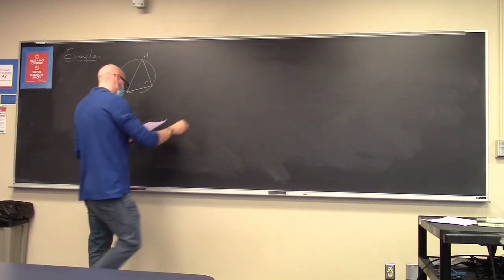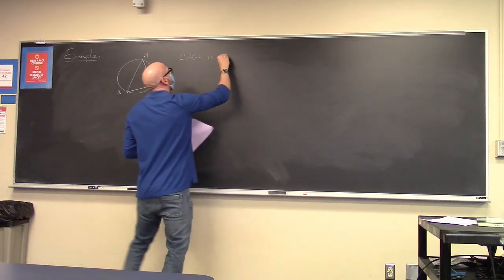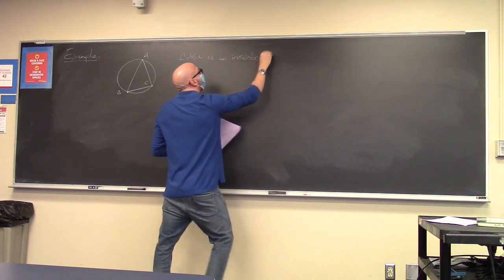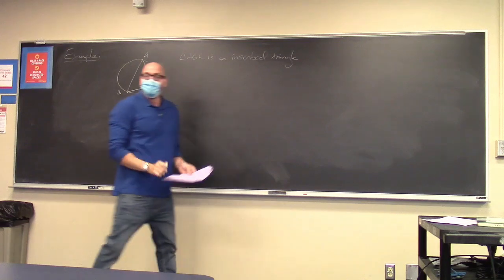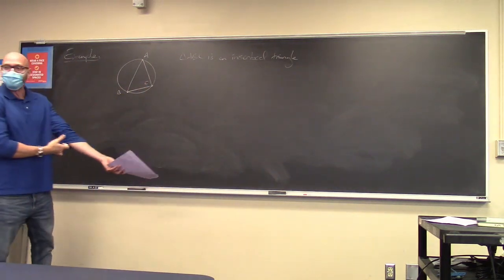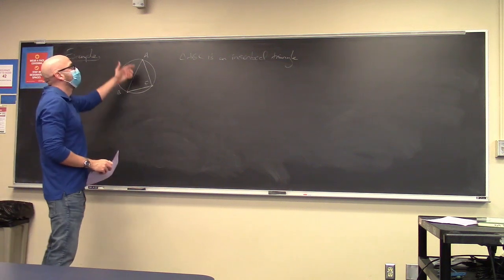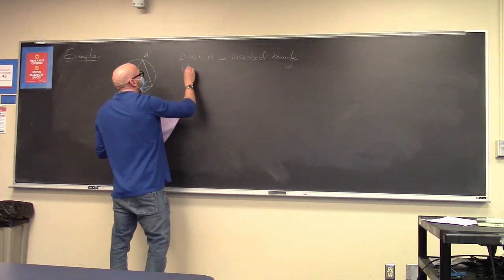Okay, so we've got triangle ABC. ABC is an inscribed triangle. Bit redundant there. Every triangle is inscribed, of course, right? Every triangle has a circumcircle. But here I'm drawing it as inscribed in a circumcircle. And here's P, Q, and R that I'm going to draw.